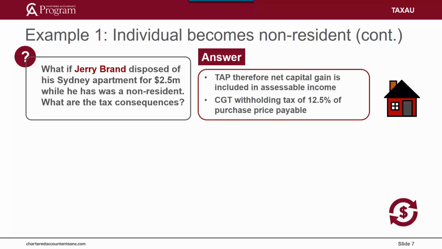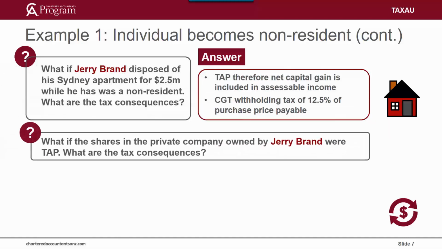Jerry would also be subject to CGT withholding tax. The purchaser would be required to withhold 12.5% of the purchase price from the sale proceeds and remit this to the ATO. So when Jerry lodges his income tax return, his income tax payable would be reduced by withholding tax he has already paid. Remember, this type of withholding tax is not a final tax. Jerry still has to complete an income tax return and determine what his actual Australian liability is. So let's change the facts again.